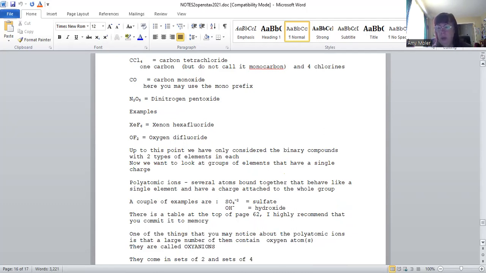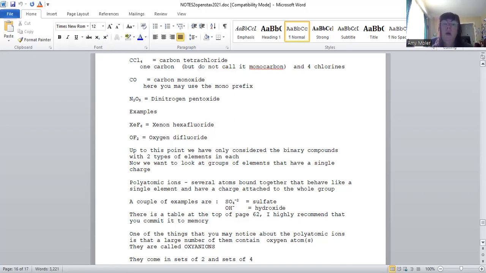XeF6. Lo and behold, we have a noble gas that is part of a molecule this time. Not common, but does occasionally happen. Xenon hexafluoride. The hexa is your indication that there are 6 fluorine atoms in the molecule.